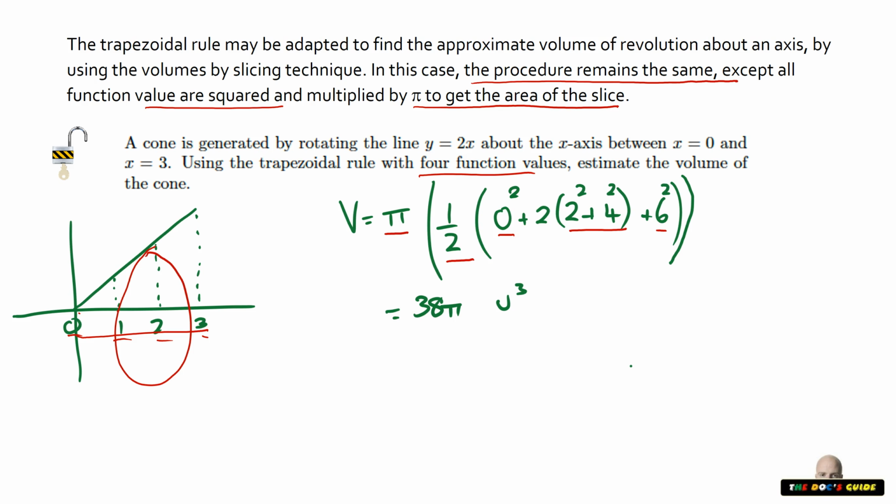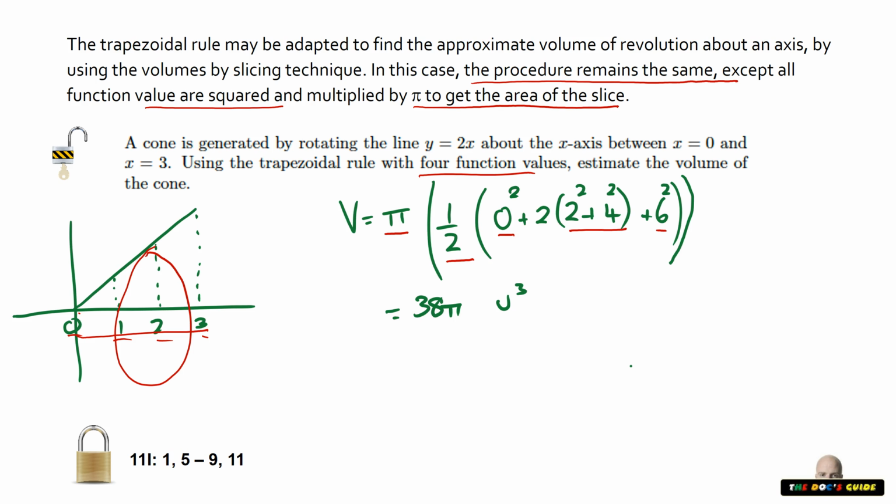Now you could then actually verify for yourself that that is the volume of a cone, 1/3 the area of the base times the height. I'll get it right in a moment. And because this is a straight line, the trapezoidal rule is more than an approximation. It will give us the exact volume.